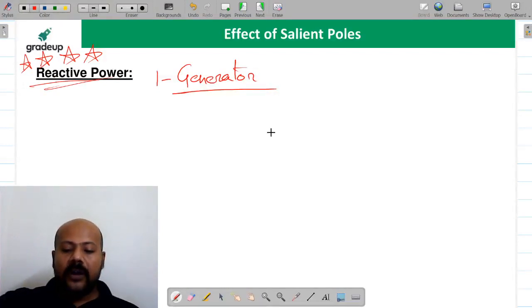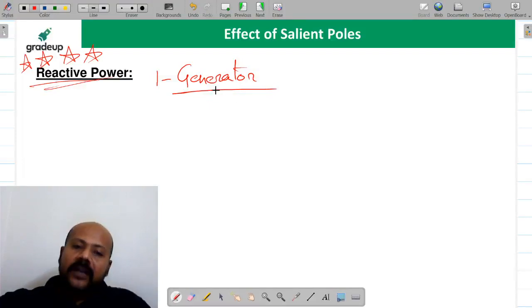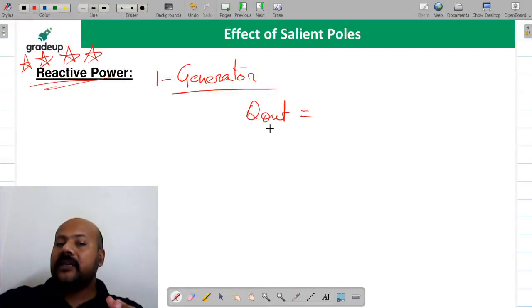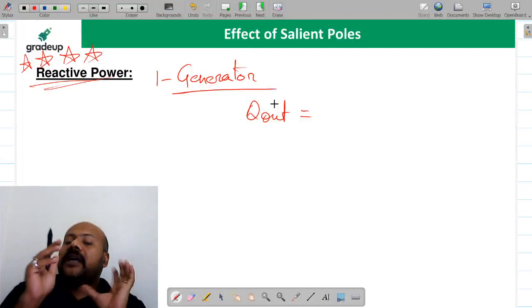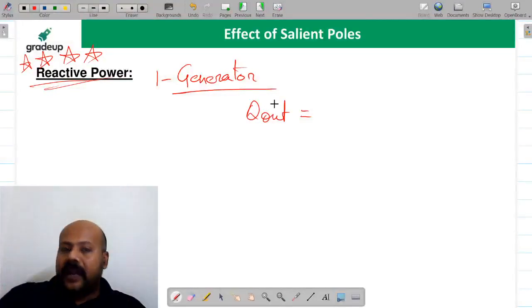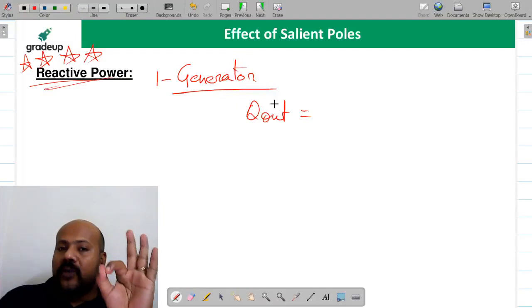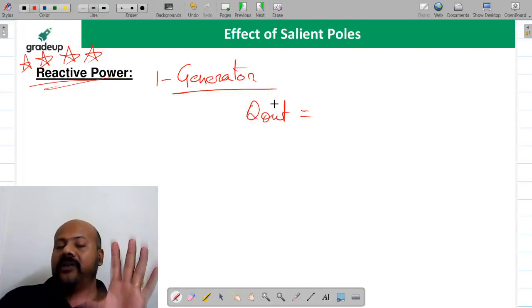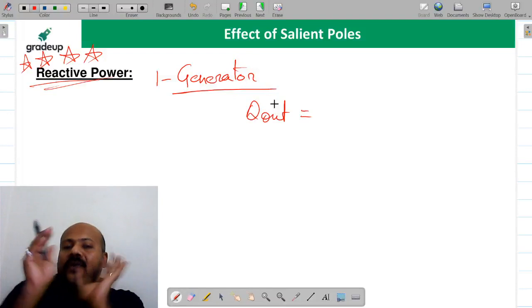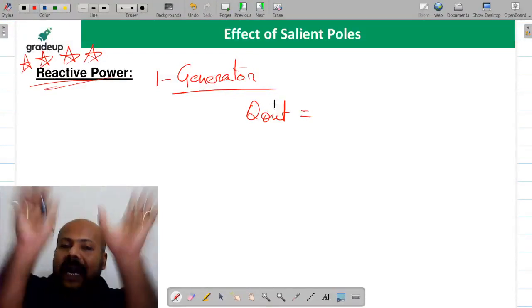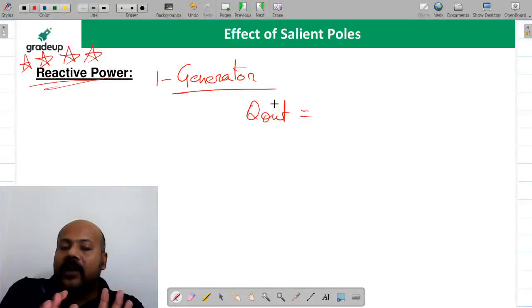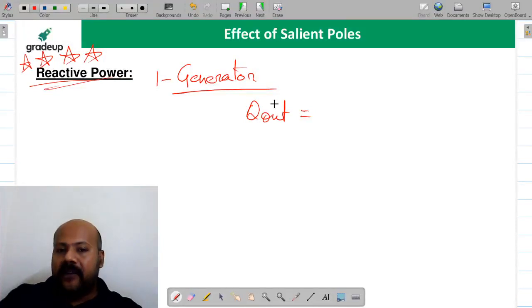Yes or no? Now you see from yesterday's class, what was the expression for reactive power? The expression for reactive power I am writing as Q out. Why am I writing Q out? Because as a generator you are supposed to supply the real and reactive power. This tendency you must understand, because if you understand this tendency of the generator and motor, you will understand. If you are a generator, then you are going to supply the real and reactive power. If you are a motor, then you are going to consume the real and reactive power.